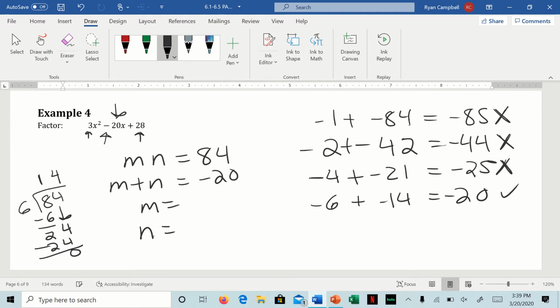Aha, we found it. So since both of them are negative, it doesn't matter which order we do it in. We can do it in any order and we'll get the exact same thing. So -14, -6. All right, so we did step 1 and 2.